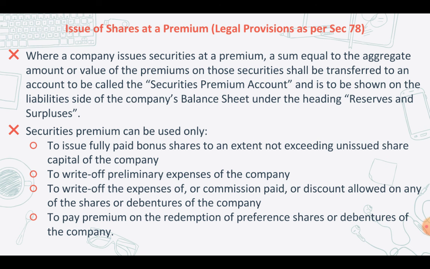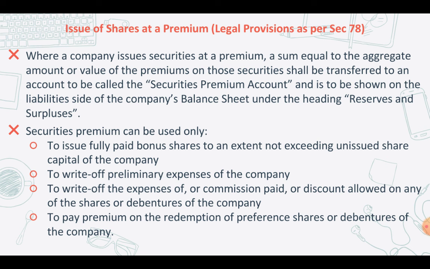So the legal provisions that a company should follow when it issues shares at a premium are all stated under Section 78. The first provision is that where a company issues securities at a premium, whether for cash or otherwise, a sum equal to the aggregate amount or value of the premium on those securities shall be transferred to an account called the securities premium account, and is to be shown on the liabilities side of the company's balance sheet under the heading reserves and surplus.